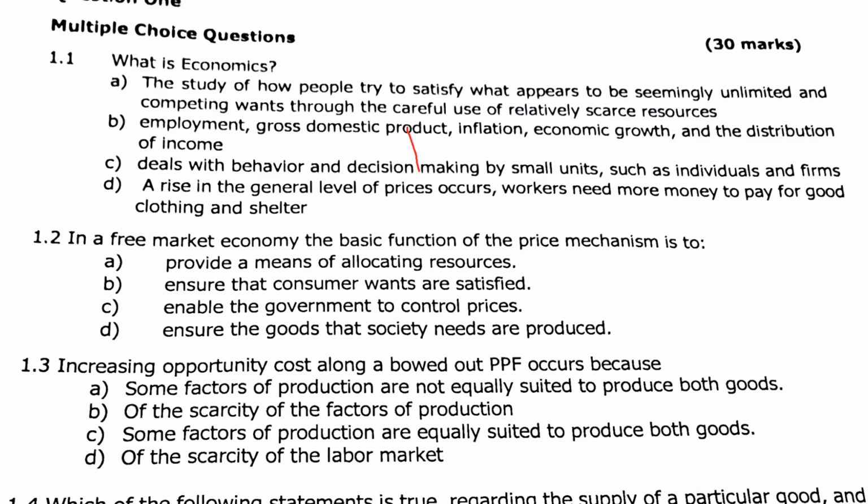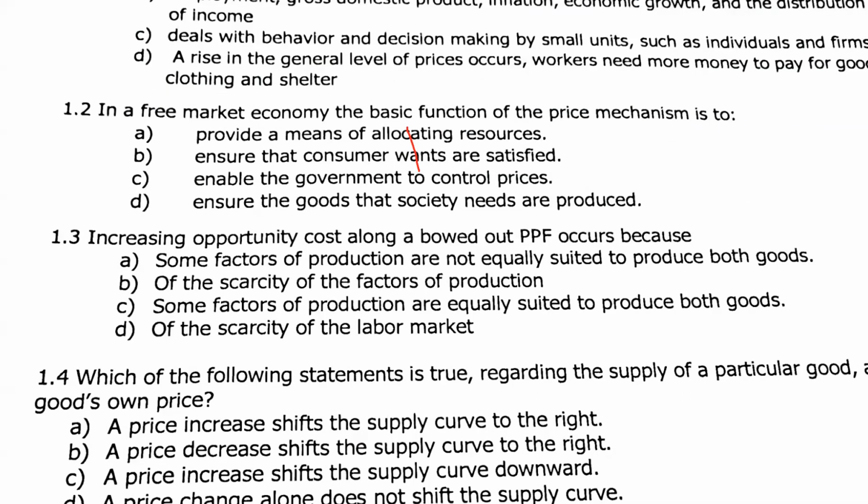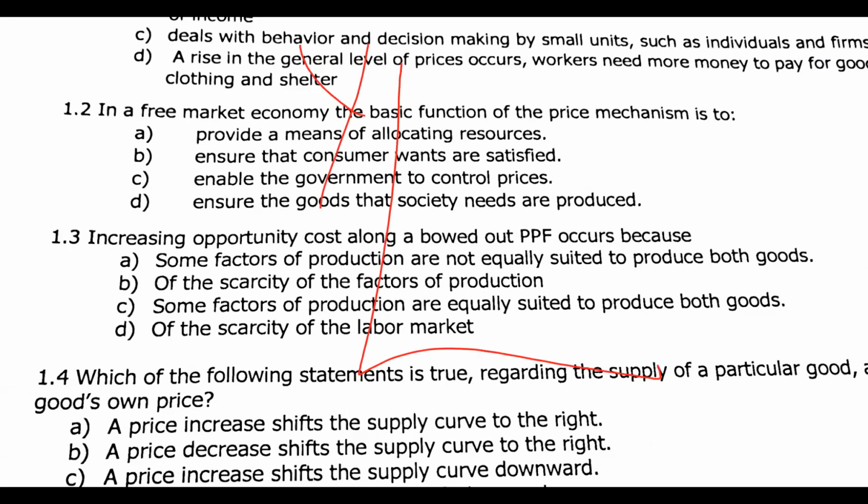Question number 3, increasing opportunity cost along our production possibility frontier, PPF, occurs because of what? This one I'm not sure, sir. Okay, so some factors of production are not equally suited to produce both goods. You will understand that some factors of production that you can employ cannot be used for both good Y and good X. They cannot be equally suited.